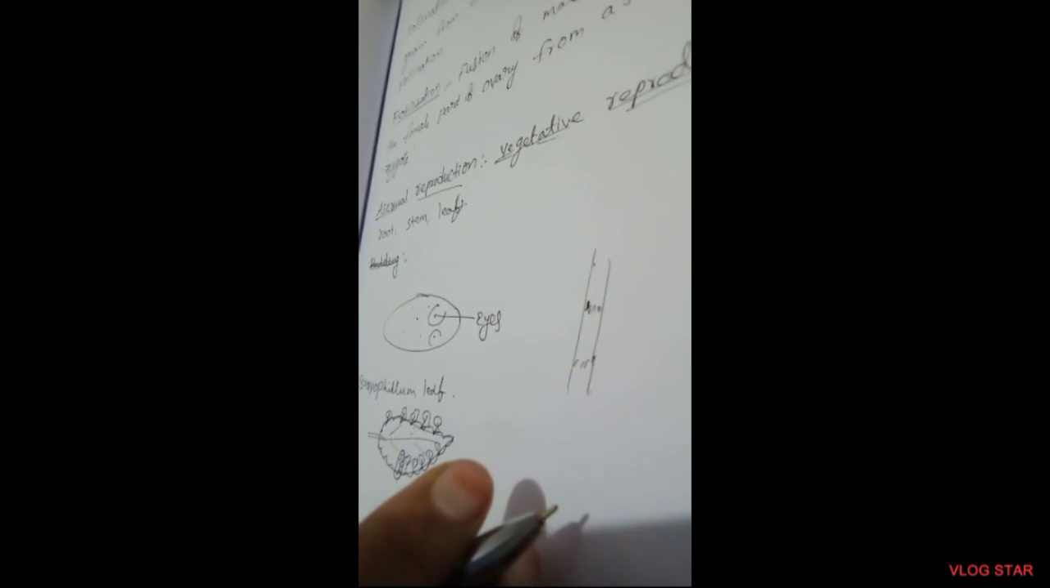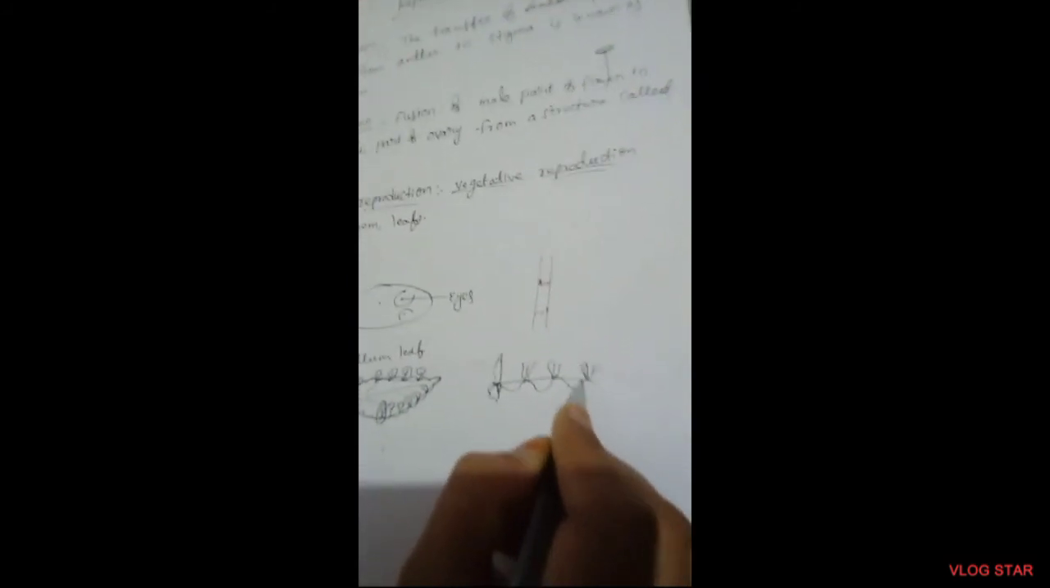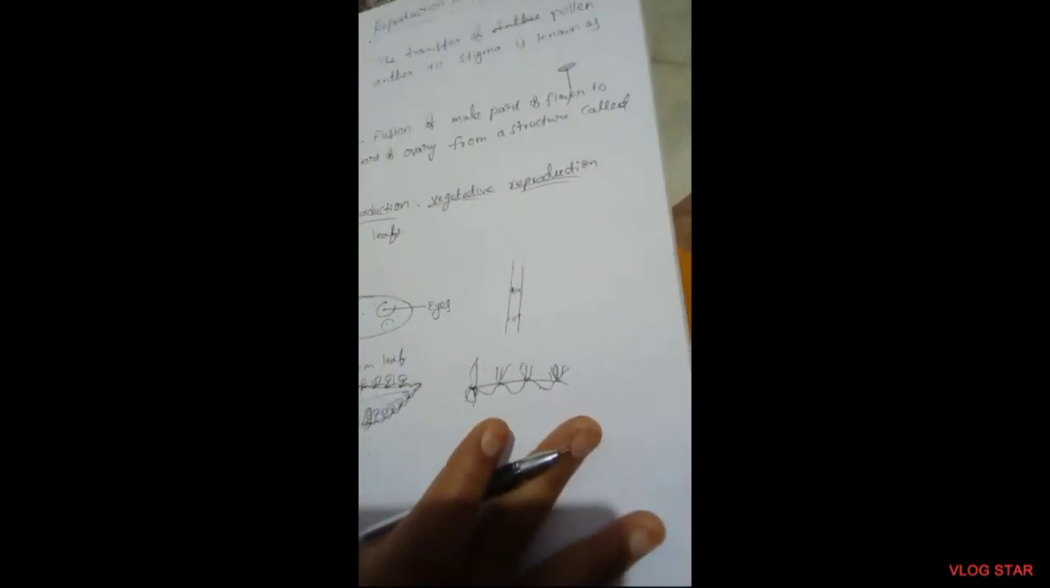Mint, strawberry, chrysanthemum: the stem creeps along the ground and strikes roots at the nodes. Like this chrysanthemum, the plant grows horizontally. Jasmine also. This is one of the vegetative reproduction methods.